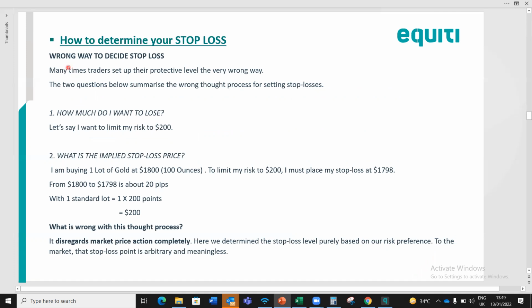Now, let's first consider the wrong ways that people decide stop loss. Many times traders set up their protective level the very wrong way. The two questions below summarize the wrong thought process for setting a stop loss. So, these two questions tell how people determine their stop loss wrongly.